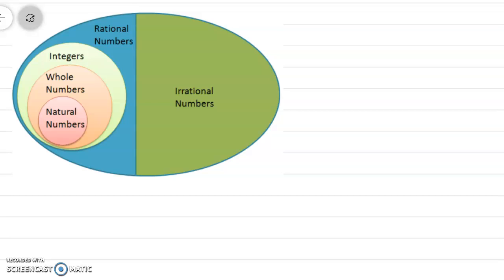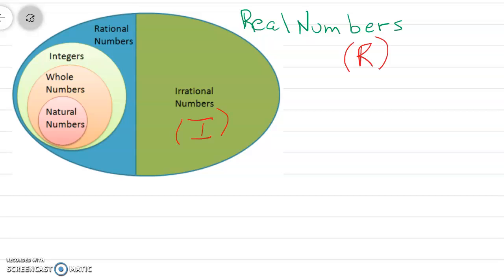This whole oval or ellipse that you see before you represents the real numbers. So everything in there is a real number. If you notice, real numbers are basically split into two. They're either irrational or rational. And we're using the letter R for real numbers, I for irrational numbers, and Q for rational numbers.